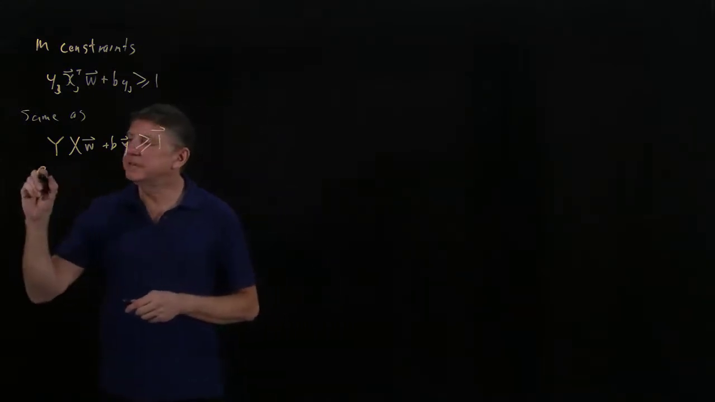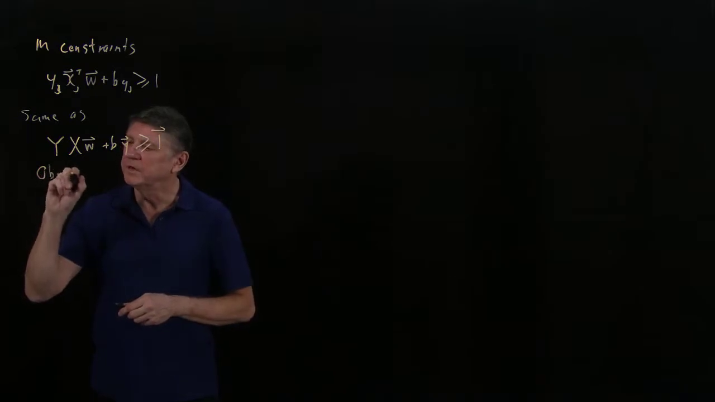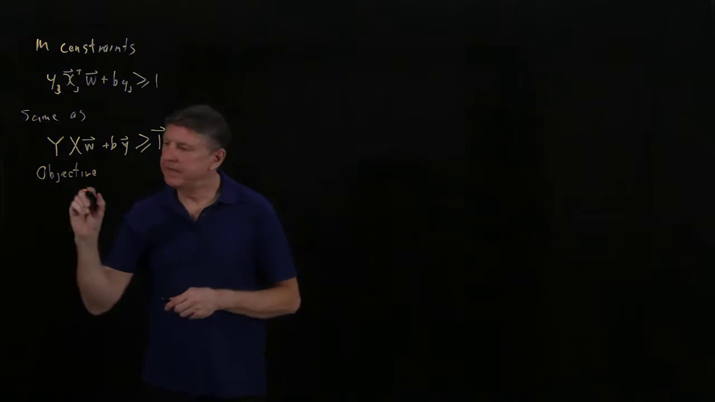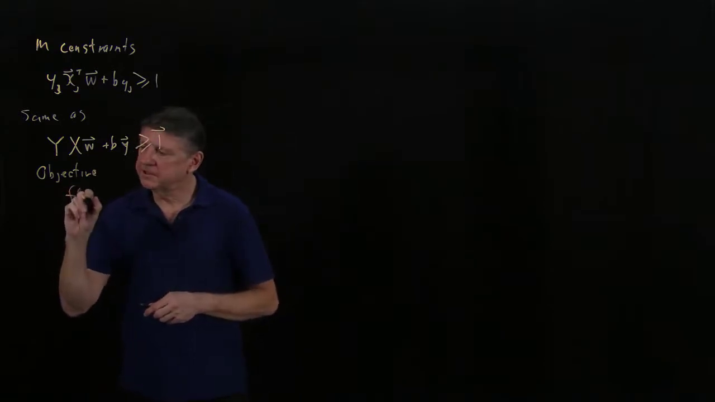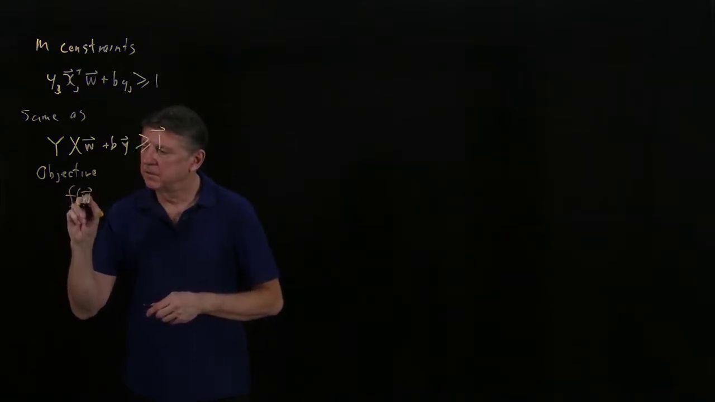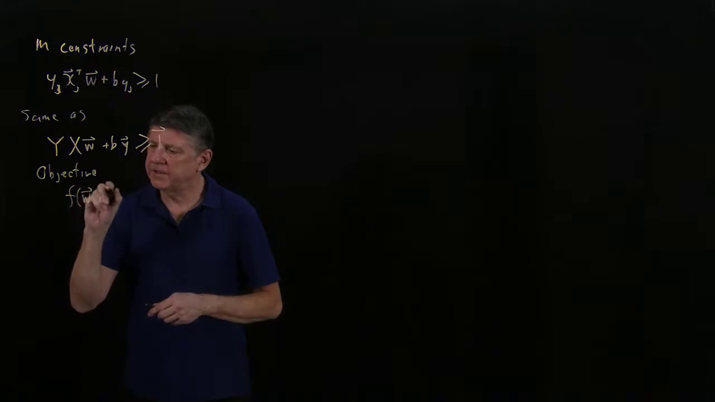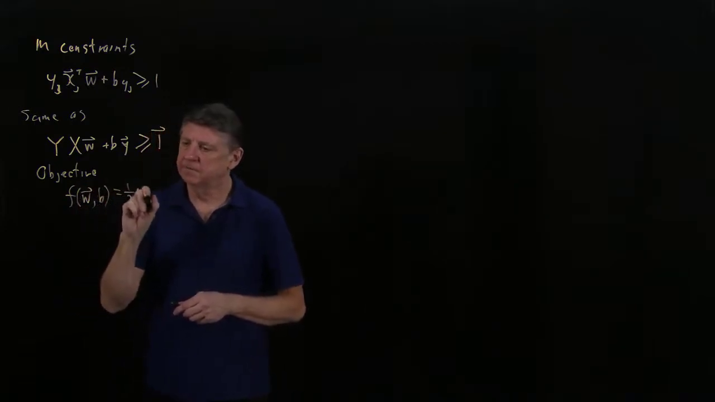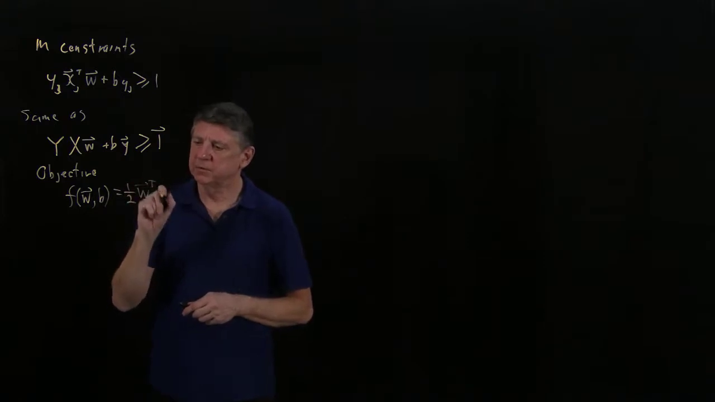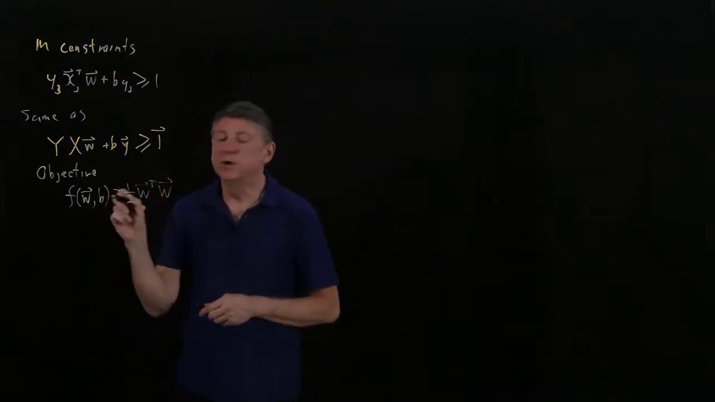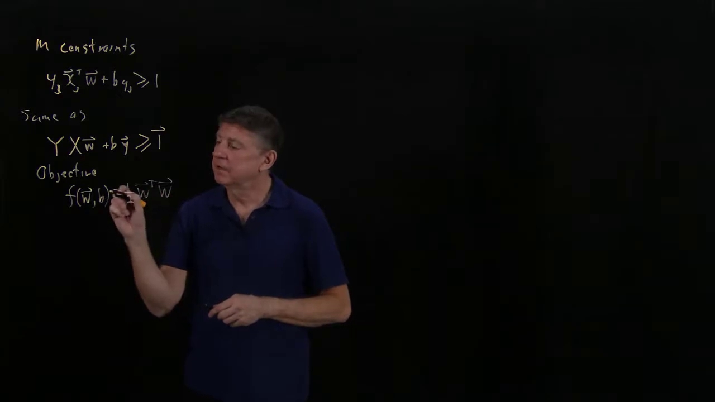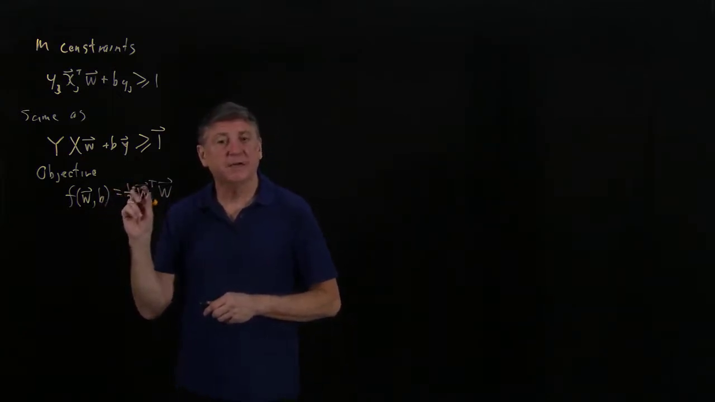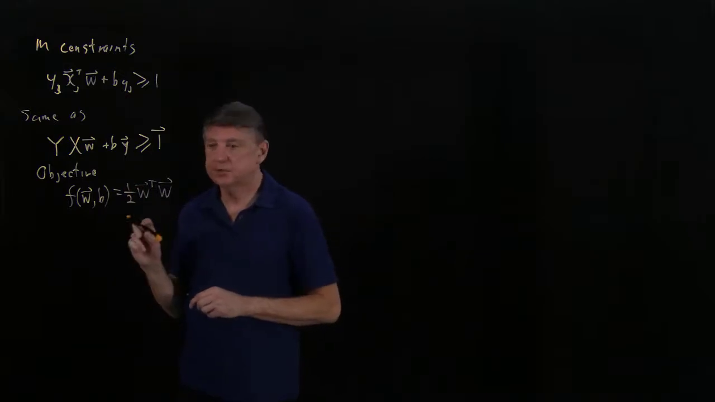And our objective, if we recall this from a previous session, is a function of the weights and the bias scalar, and that was 1/2 of w transpose w. And notice that in this objective, the bias scalar isn't present, and that's because it's present instead in the constraints.